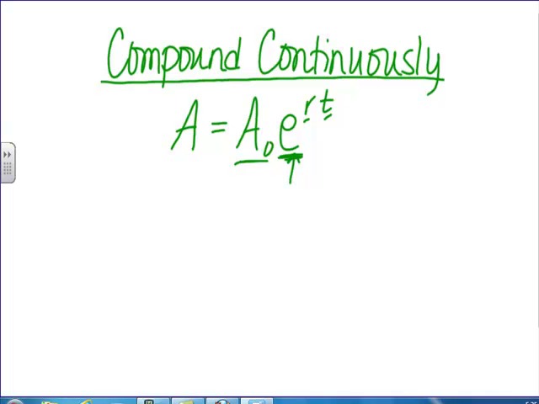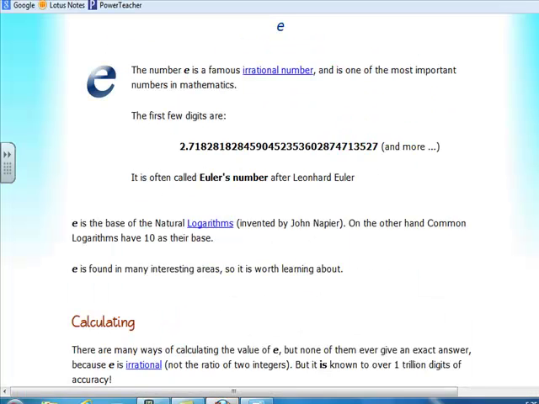Now e is an interesting number. There's all kinds of stuff on the internet. This is a site called Math is Fun, and it shows you what the number e is. It is irrational. I kind of think of it as a cousin of pi. It has similar behavior since it's irrational.